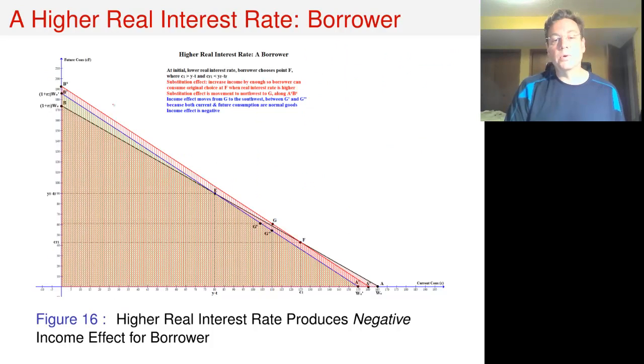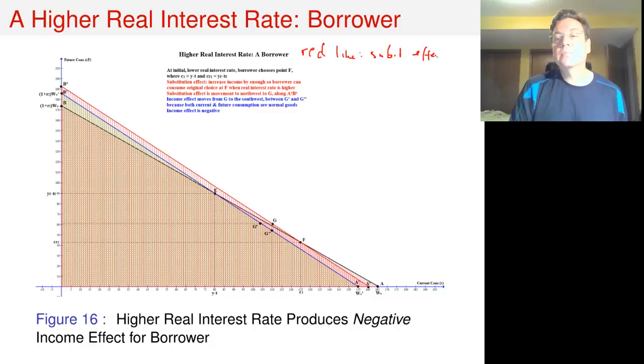Now if we turn to a borrower, again the red line, and this is what I'm emphasizing, the red line is the same. It is the substitution effect. And it doesn't matter whether you're a borrower or a lender, you're still going to have the substitution effect get you to move from point F to point G on this red line. So you're first going to slide up there. Current consumption is more expensive, and so even though you're a borrower, you are going to borrow less due to the substitution effect. But now here's the difference.